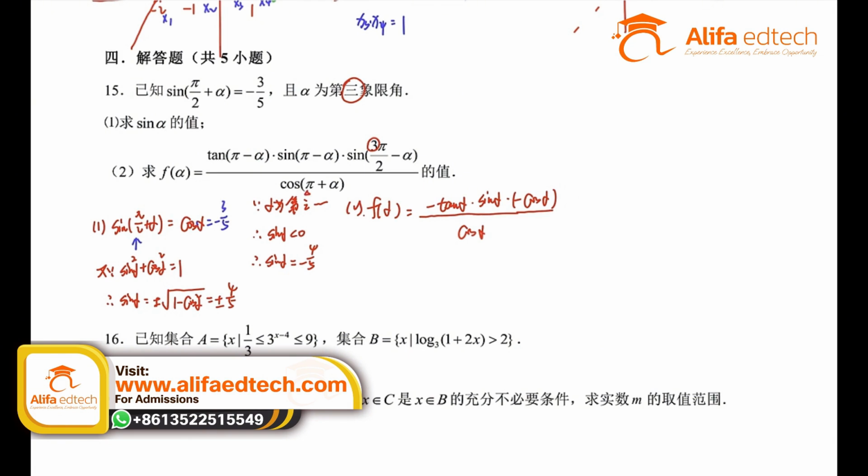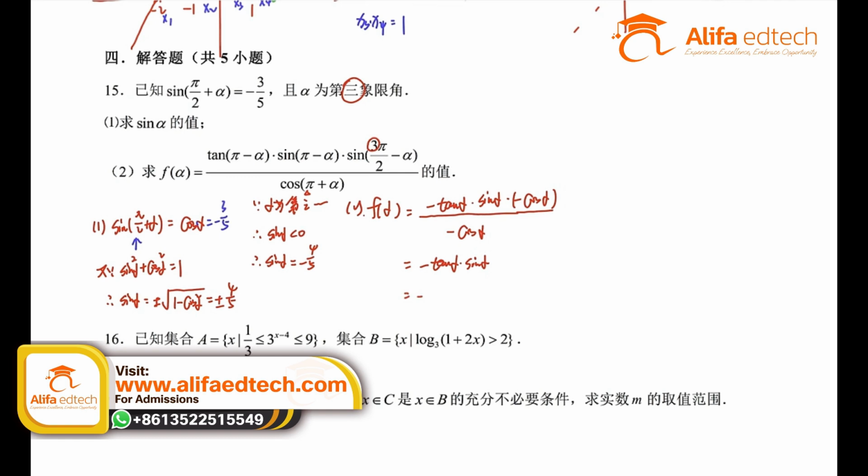Now, pi plus an acute angle is in the third quadrant. The cosine value in the third quadrant is negative, so we add a negative sign. In this case, negative, negative, negative, 3 negatives, so the final result is negative. Let's see if anything cancels out. Cosine alpha and this cosine alpha cancel out, so the remaining result is tangent alpha multiplied by sine alpha.